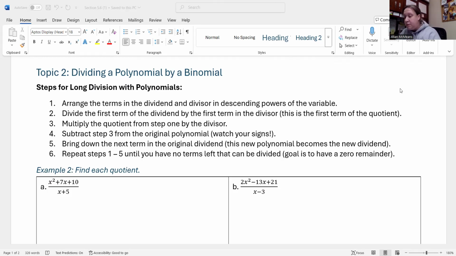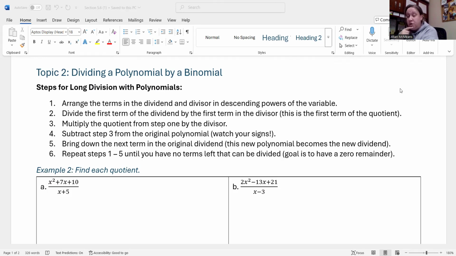Okay, so first of all, you have to arrange the terms in the dividend and divisor in descending powers of the variable. So basically put the divisor and the dividend in standard form: highest exponent to lowest exponent, and then end with the constant. And then here's where the steps start to mimic the steps of long division with whole numbers. We're just tweaking it to apply it to algebra.